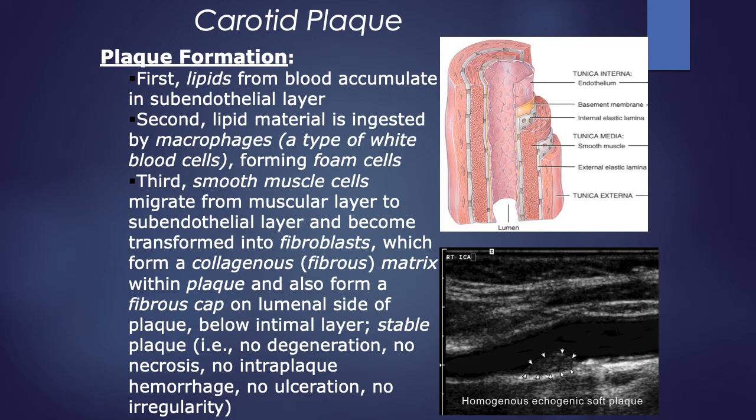So what is this plaque that causes the stenosis, or narrowing of the lumen of the blood vessels? First, lipid from the blood accumulates in the subendothelial layers. Then the lipid material is ingested by macrophages, and smooth muscle cells migrate from the muscle layer into the subendothelial layer and become transformed into fibroblasts. Okay, so this is how the plaque forms, and that's what really causes the stenosis in most arteries: atherosclerotic disease and plaque formation.